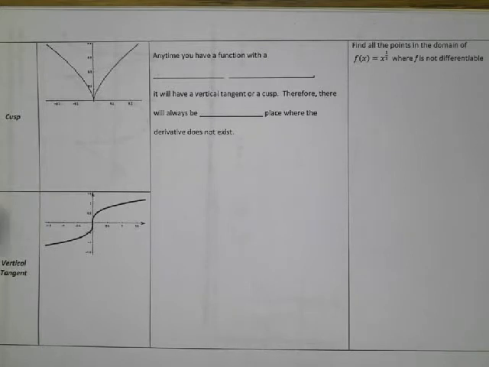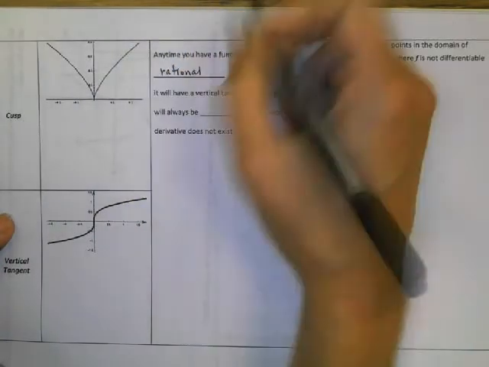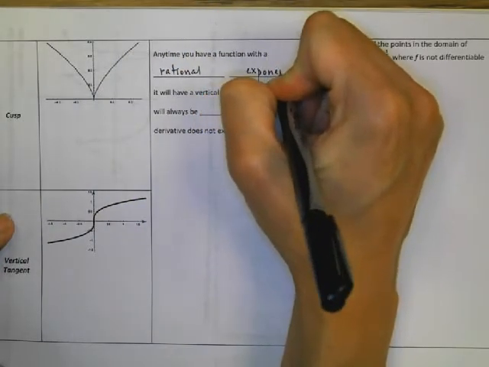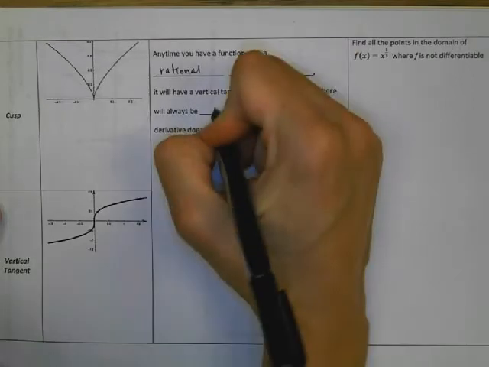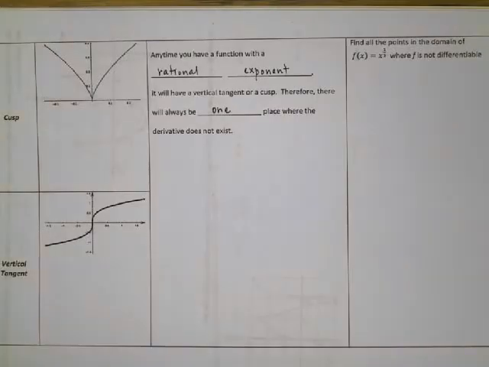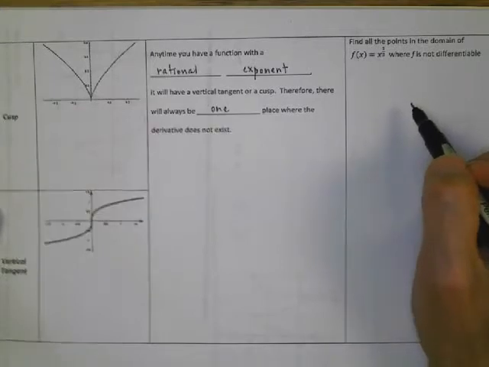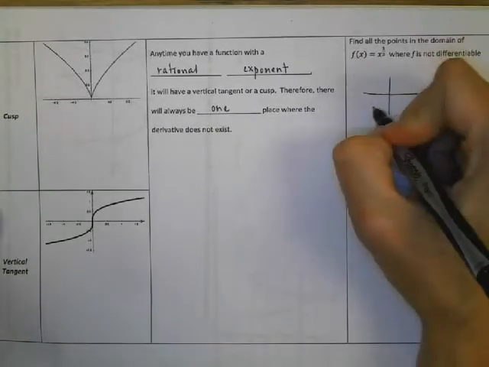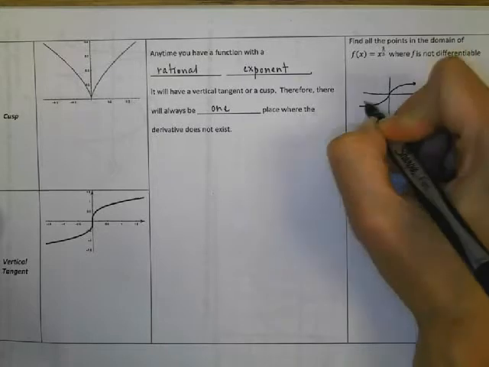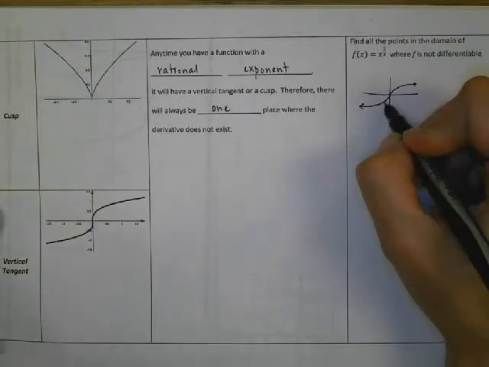The important thing to note is that anytime we have a function with a rational exponent, it will have a vertical tangent or a cusp. Therefore, there's always going to be one place where the derivative does not exist. If we look at this example, it says find all points in the domain of f of x equals x to the 1/3 where f is not differentiable. If we think of that graph, we know that it looks like this. And here at x equals 0, we can see we have this vertical tangent.